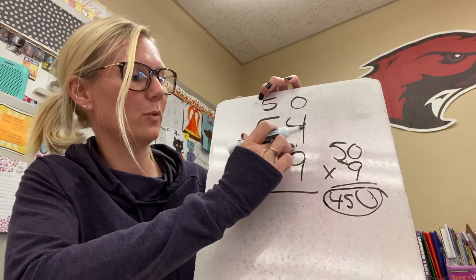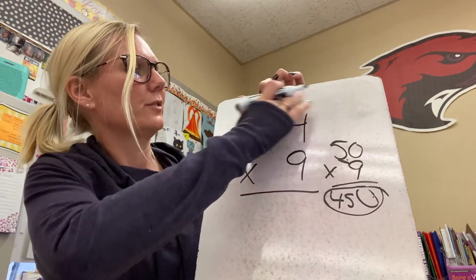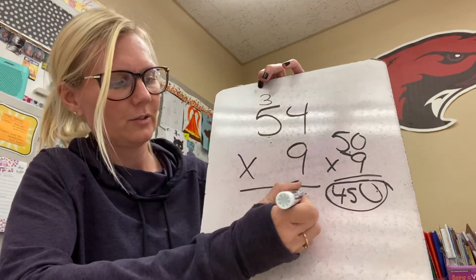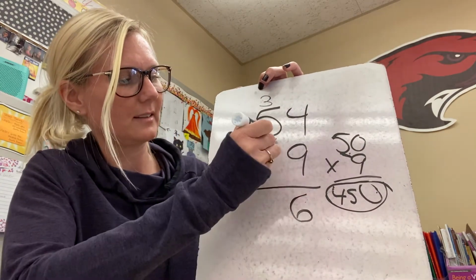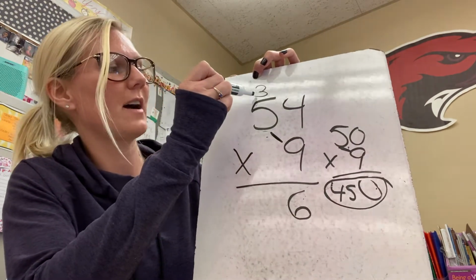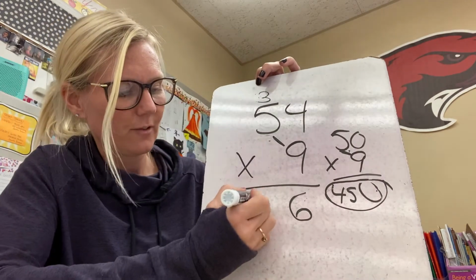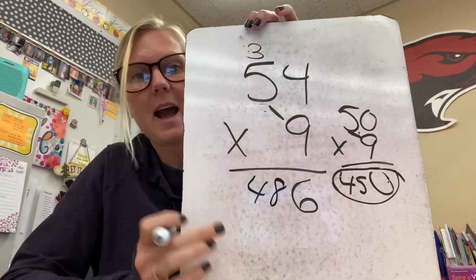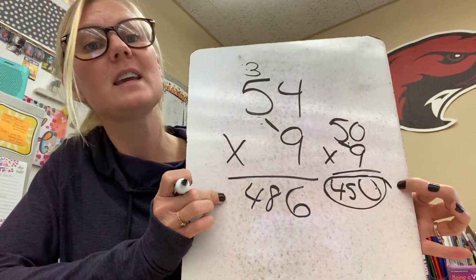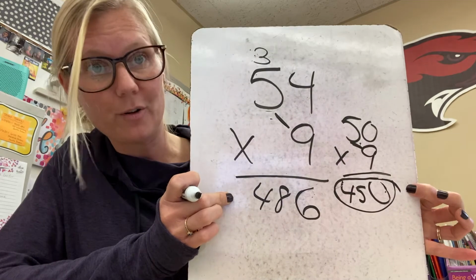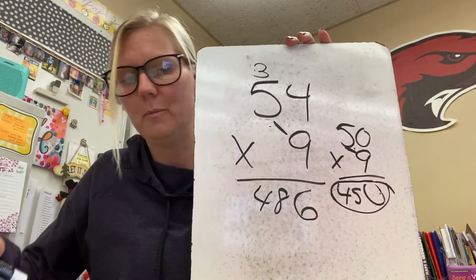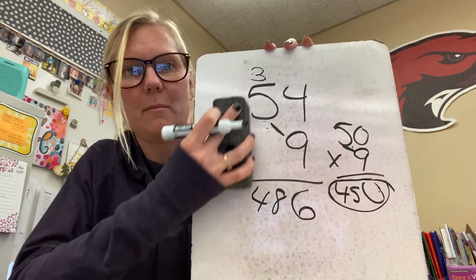Now let's do the actual problem and see how close we are. So I'm going to get rid of all my rounding stuff. 9 times 4 is 36. So I'm going to carry the 3 and drop the 6. 9 times 5 is 45 plus 3 more: 46, 47, 48. So my actual answer is 486. My rounded answer is 450. I am in the same ballpark. I'm super close, so I know my answer must be pretty much right on, unless I made a tiny little mistake.